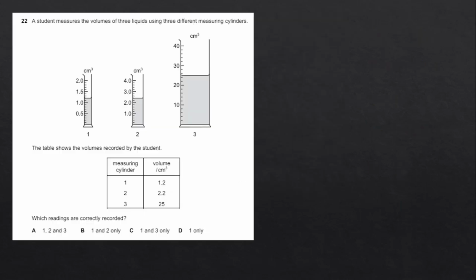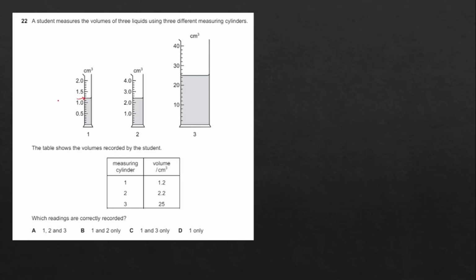Let's look at question 22. A student measures the volume of 3 liquids using 3 different measuring cylinders. The table shows the volume recorded by the student. Which readings are correctly recorded? Now let's take a look at all the readings of these measuring cylinders. Let's look at the first cylinder. We should always look at the lower meniscus. So this is 1.1 and this reading here would be 1.2. So let's write that down.